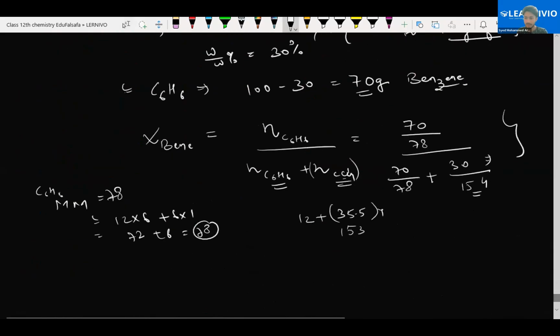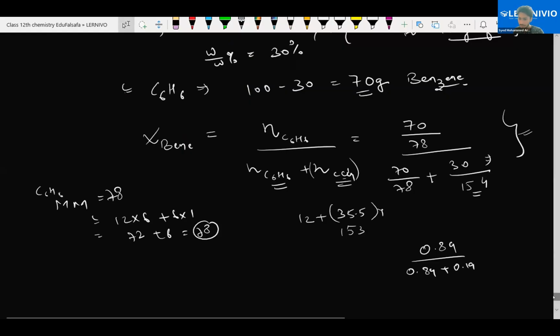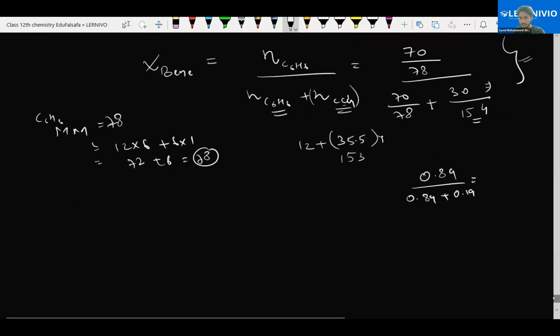Okay, sir. So this thing you need to calculate on your own by the calculator. So 70 upon 78. So you got 0.89 divided by 0.89 plus 30 divided by 1. So will it be 0.19? Yeah, it is 0.19, correct. So just you need to calculate this. That's it. This is the calculation. This is not the chemistry. Chemistry ends up here.